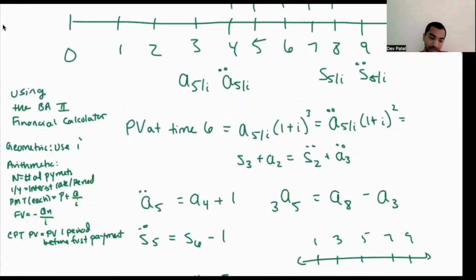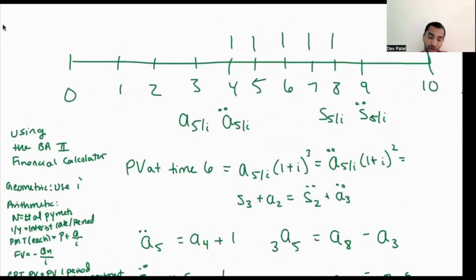And then another thing: if we have 3 a angle 5, that's essentially saying we have the present value of the annuity immediate with 5 payments. At time 3, that's the present value. We go back 3: 1, 2, 3. So we're asking what's the value here? How do we calculate that? This is essentially a angle 5.